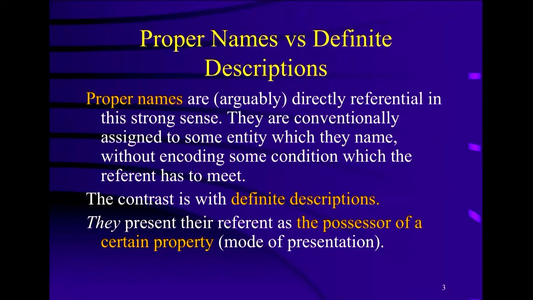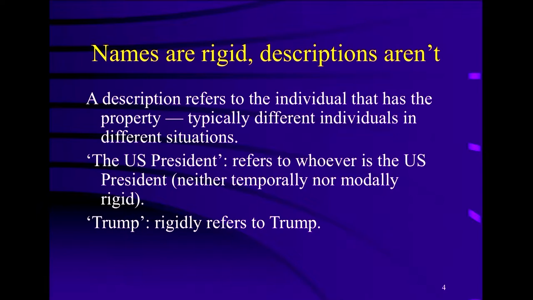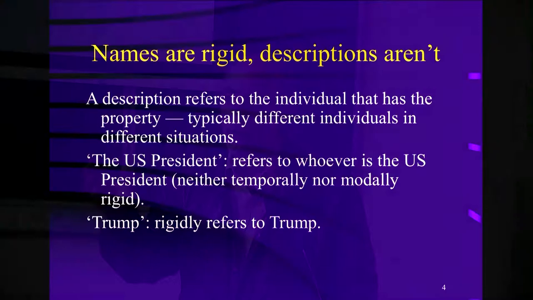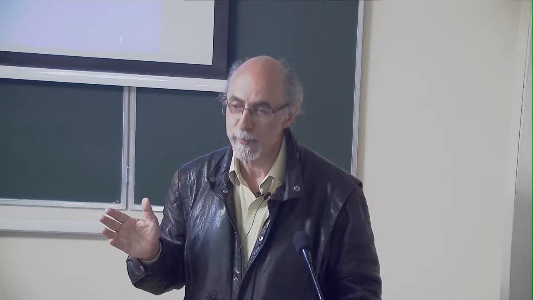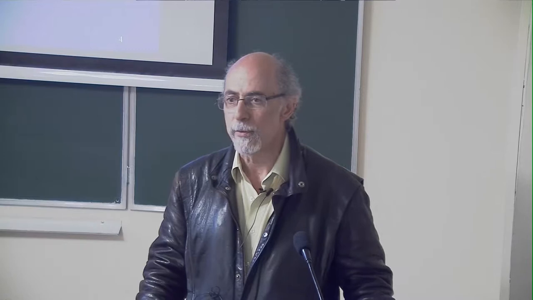So that's the idea. And indeed, there is evidence that there is a deep difference between, say, proper names and definite descriptions. Because a definite description refers to the individual that has a certain property, and which individual that is may depend upon the situation you're talking about. So the reference of a description really depends upon the circumstances. It's not fixed once and for all. So for example, take the description, the US president. That description refers to whoever is the US president. And who that is depends upon the circumstances. That changes with each election. And that shows this dependence of the reference upon the circumstance.